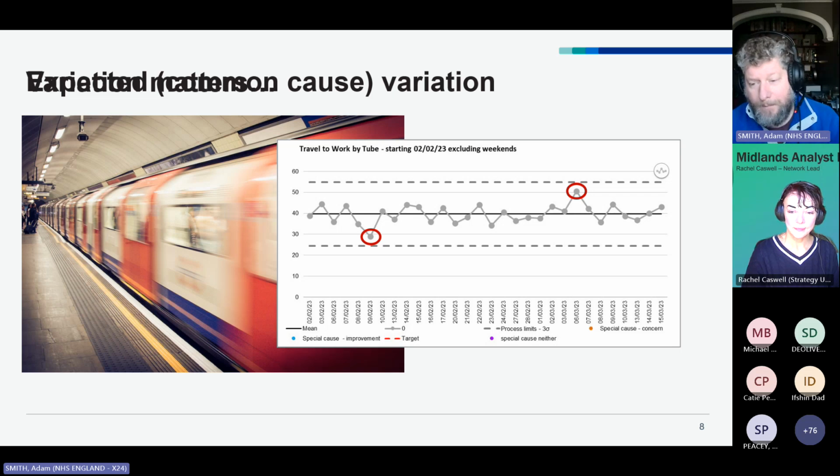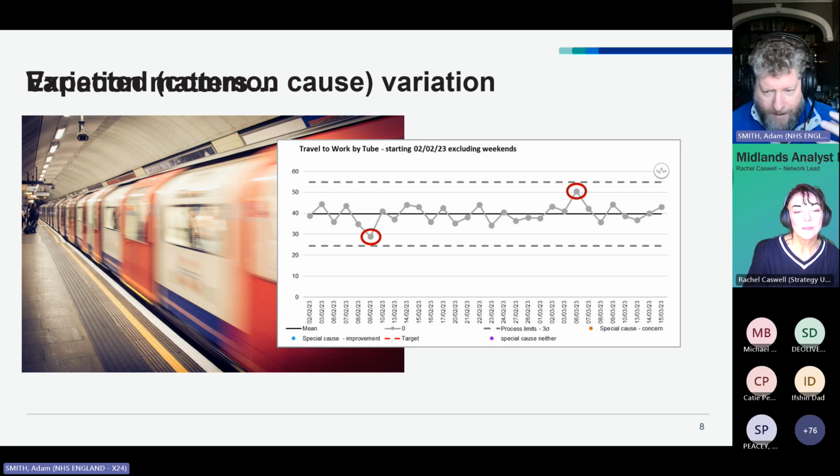And we need to remember that variation matters. Variation matters because if we don't understand what normal variability looks like, we're going to have an issue understanding if something is changing in our process or not. And there are two main types of variation. The first one is expected normal variation. In the SPC language, we call that common cause variation.